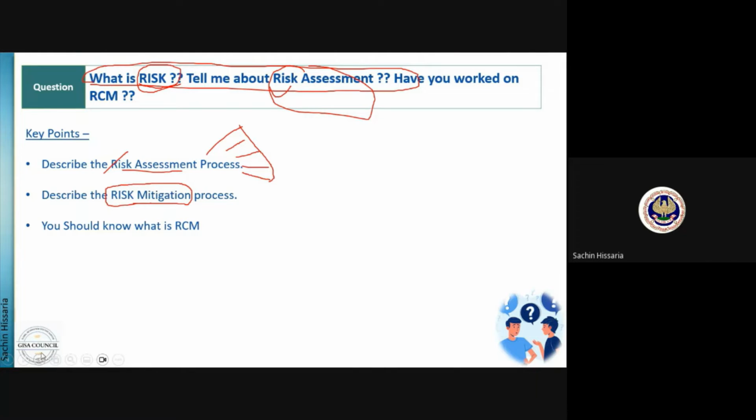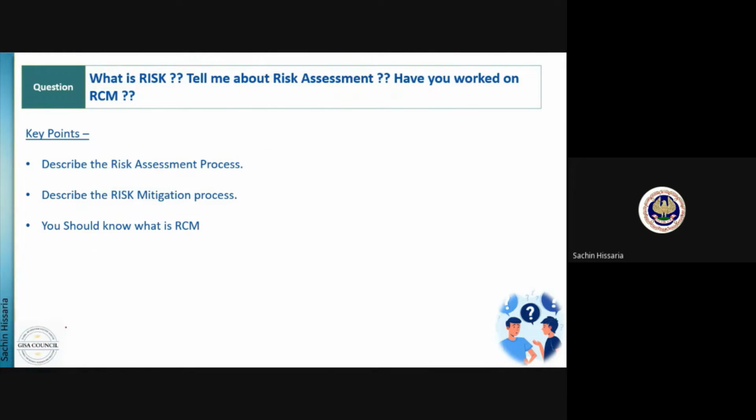Now again, a very important topic, which is your RCM. In most of the JDs, you will find this terminology, RCM. As an auditor, you should be very professional in preparing the RCM, which is called the risk control matrix. Okay, risk control matrix.